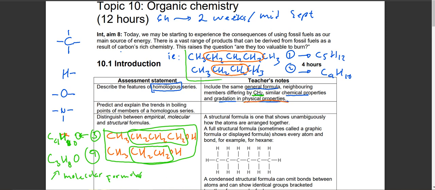This one also. Those are what we call condensed formula. So you have now the molecular formula, and there is also the condensed formula. Again, that's homologous. This is basically about the classification of organic compounds.